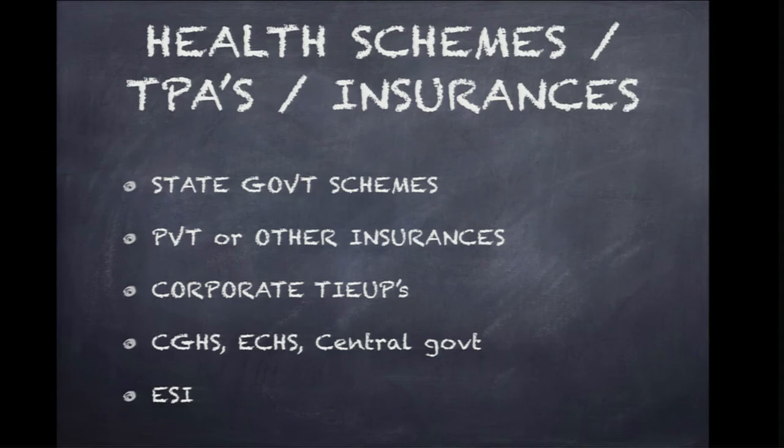This is the most important: health schemes, TPAs and insurance. A lot of things are coming cashless now. In this era, there will be a lot of government schemes coming up as populist measures, because the government wants to cover your health. I've divided this into state government schemes, private insurances, corporate tie-ups, ECHS, CGHS, the central government schemes, and ESI.